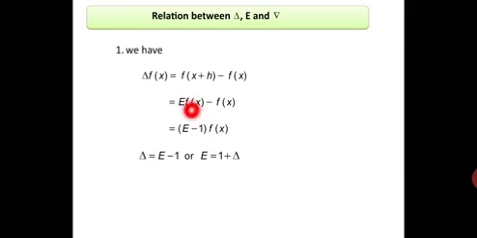So now if you see this f of x plus h, this looks like the definition of the shift operator. You can see it here, E of f of x minus f of x as it is. So if you take f of x outside on both sides, it will be E minus 1 into f of x. So on both sides, delta of f of x is equal to E minus 1 times f of x. Take f of x off both sides, then what is left is delta is equal to E minus 1, or you can say E is equal to 1 plus delta.